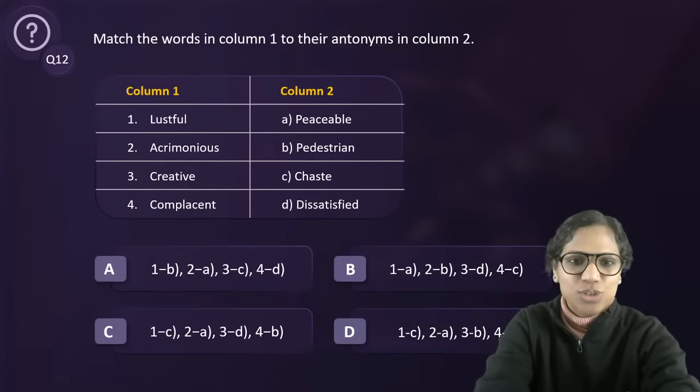Okay, I am coming in front of the options. Just give me a second.